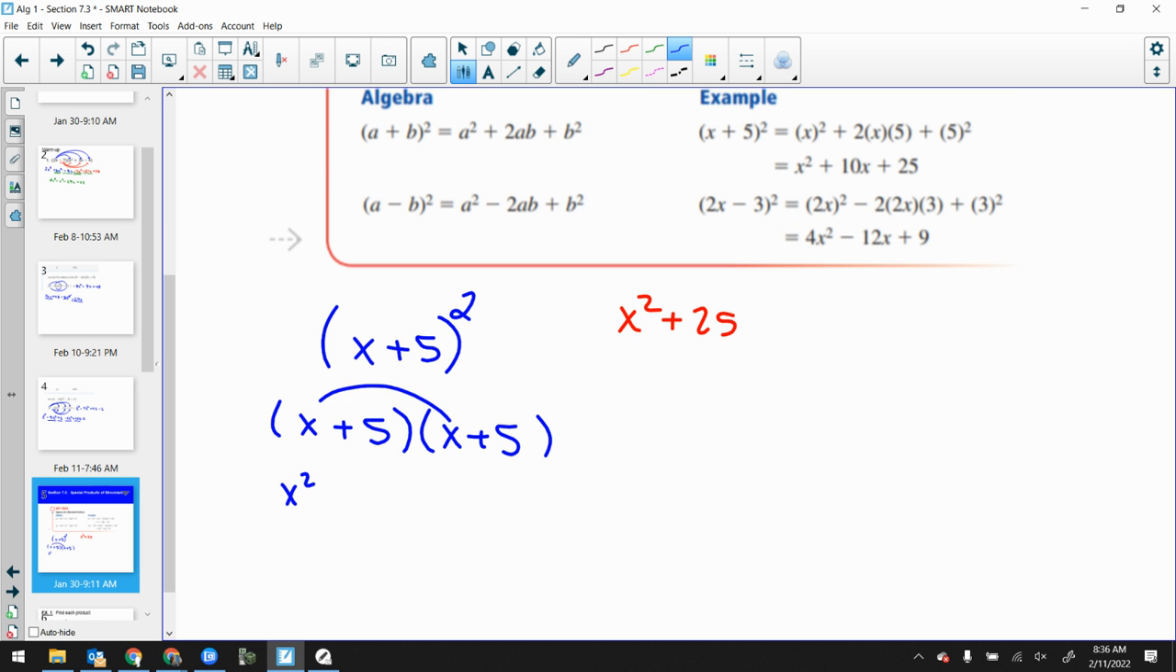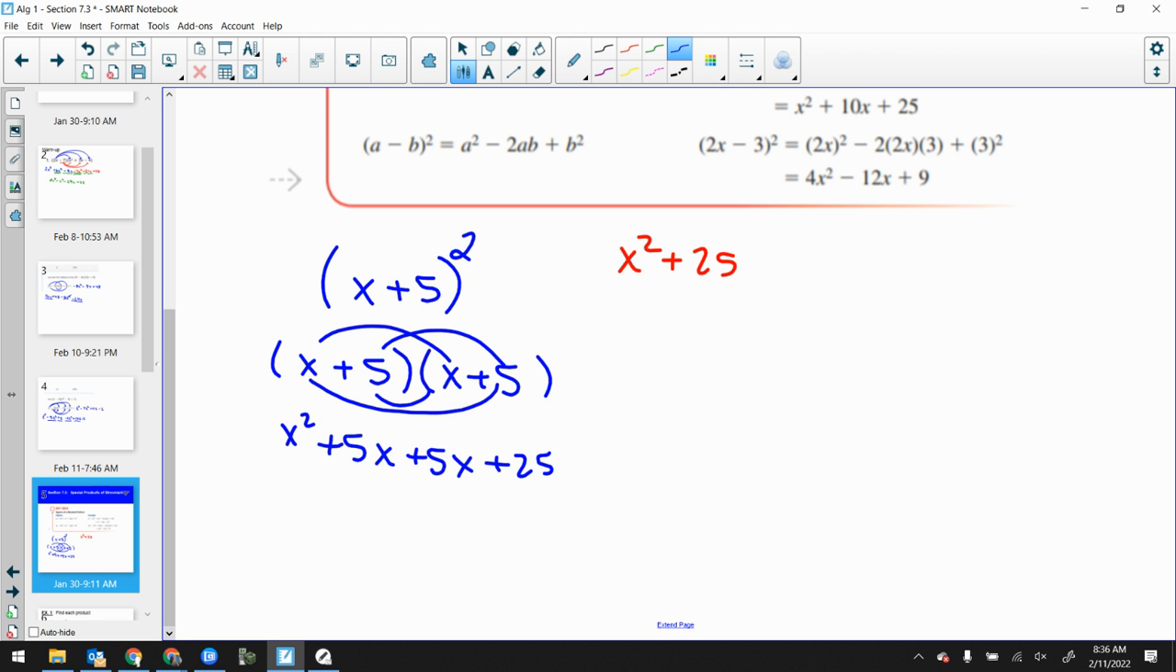X squared, 5x, 5x, 25. Now, what's unique about that? What's unique about this? That you have two of the same variables. Exactly. Look at my outers and inners. I have 2 of the outers and inners, right? Those are the exact same thing. X squared plus 10x plus 25.